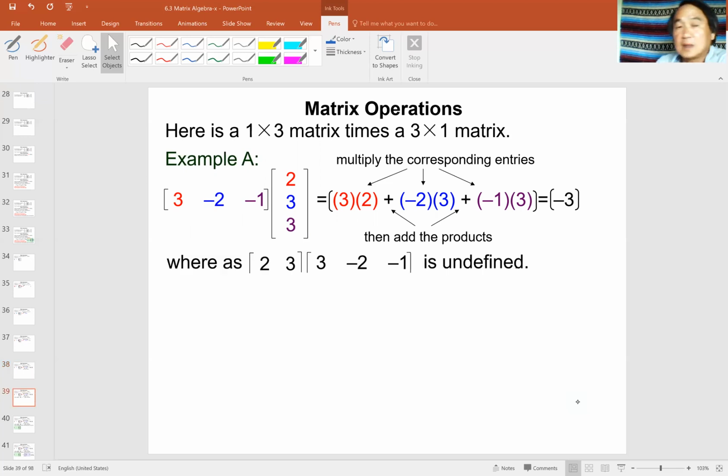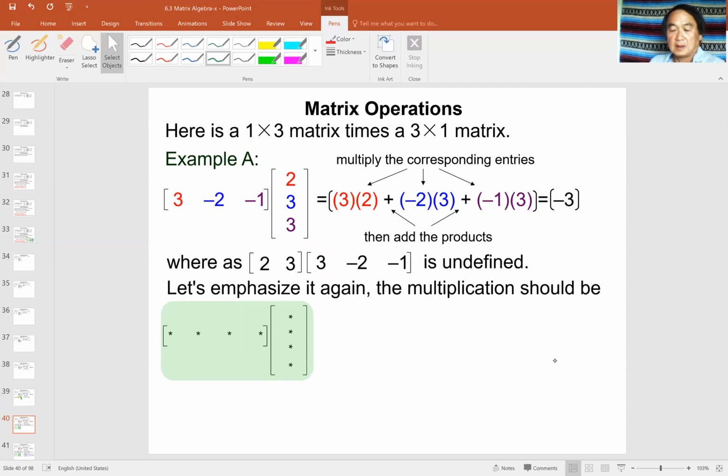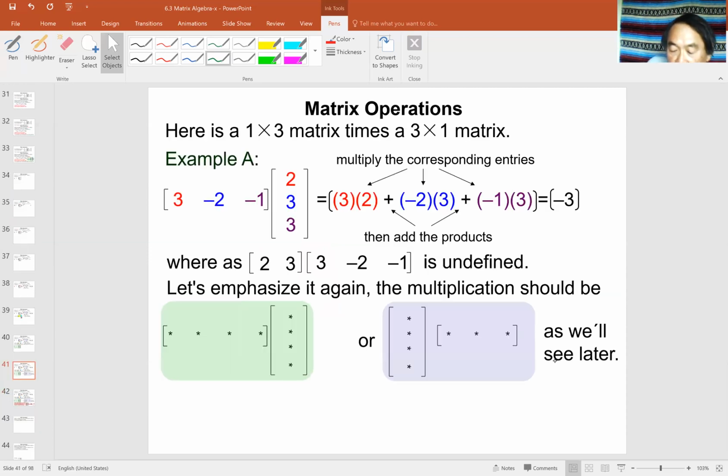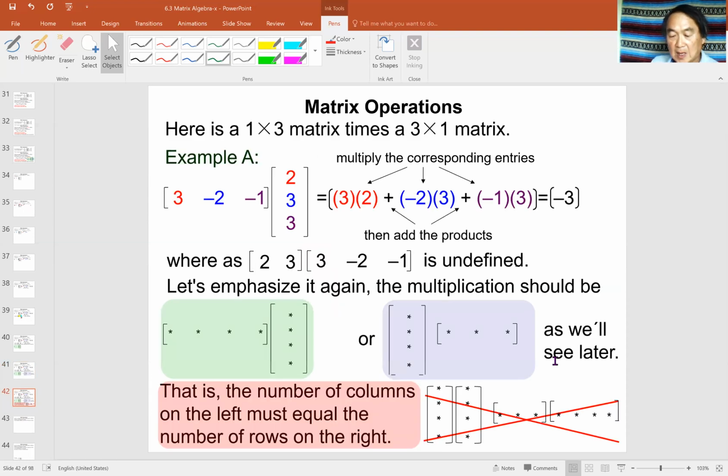You cannot multiply these two matrices because the number of entries in the row doesn't match the number of entries in the column. You need two entries in the column to match the two entries in the row on the left-hand side. So this is undefined. Remember, it has to be like this. And you can also do this one, as you will see when we generalize how we multiply matrices in general. And stuff like that doesn't make sense.